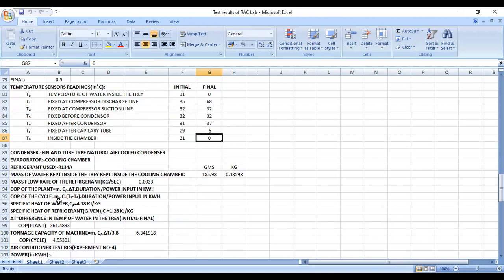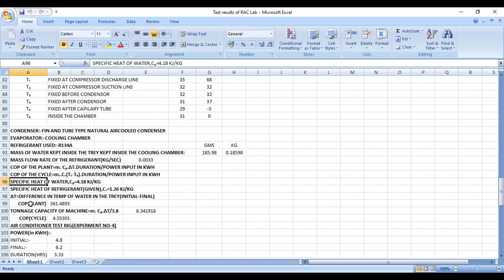And COP of the cycle itself, the refrigerant cycle capacity, m_R C_R times temperature difference, divided by power input in kilowatt hour. Now, the specific heat of water is given as 4.18 and that of refrigerant C_R is 1.26. The delta T, difference in temperature of water in the tray, initial minus final, is equal to 161.84.